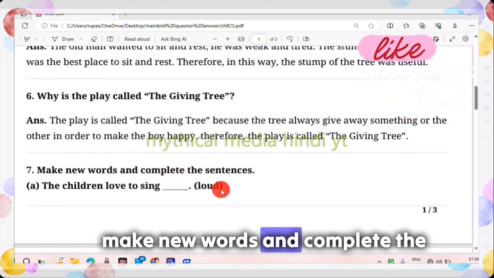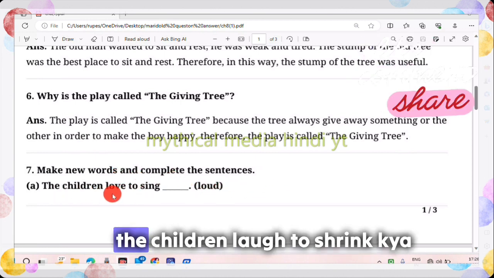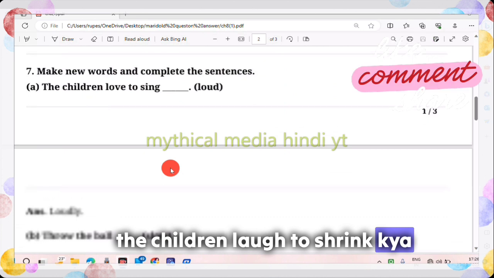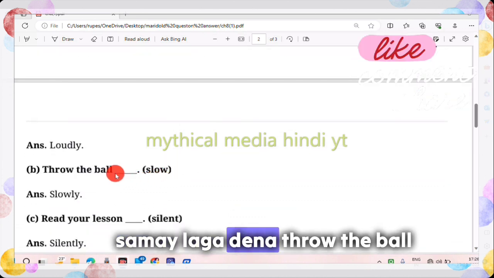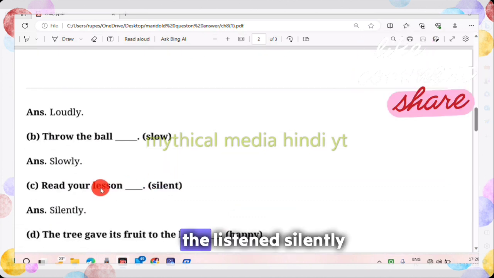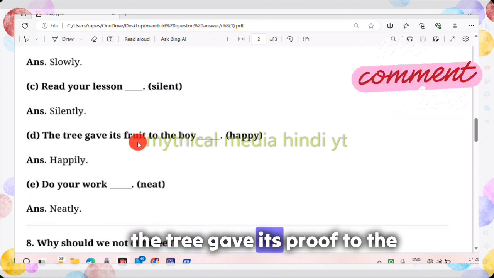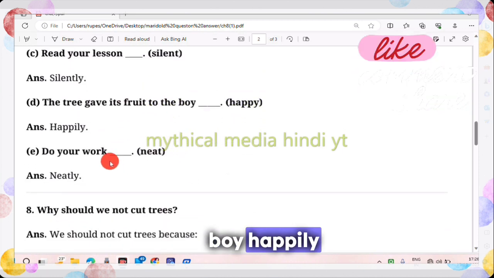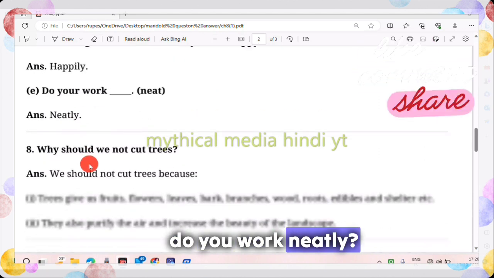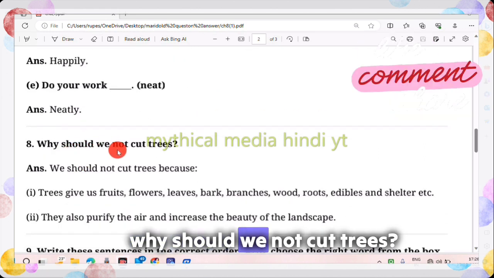Make new words and complete the sentences. The children love to sing. Throw the ball slowly. Read the lesson silently. The tree gave its fruit to the boy happily. Do you work neatly?